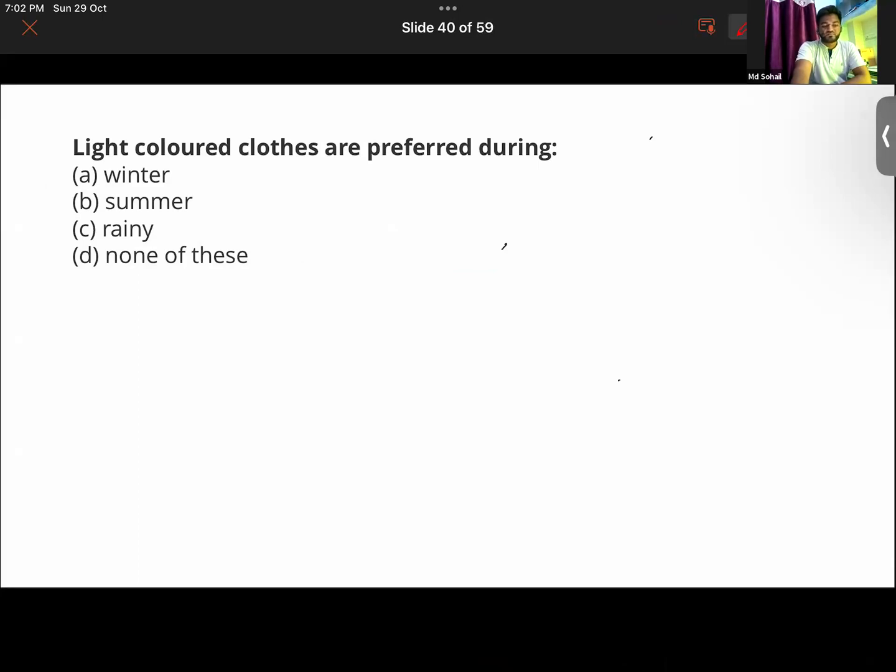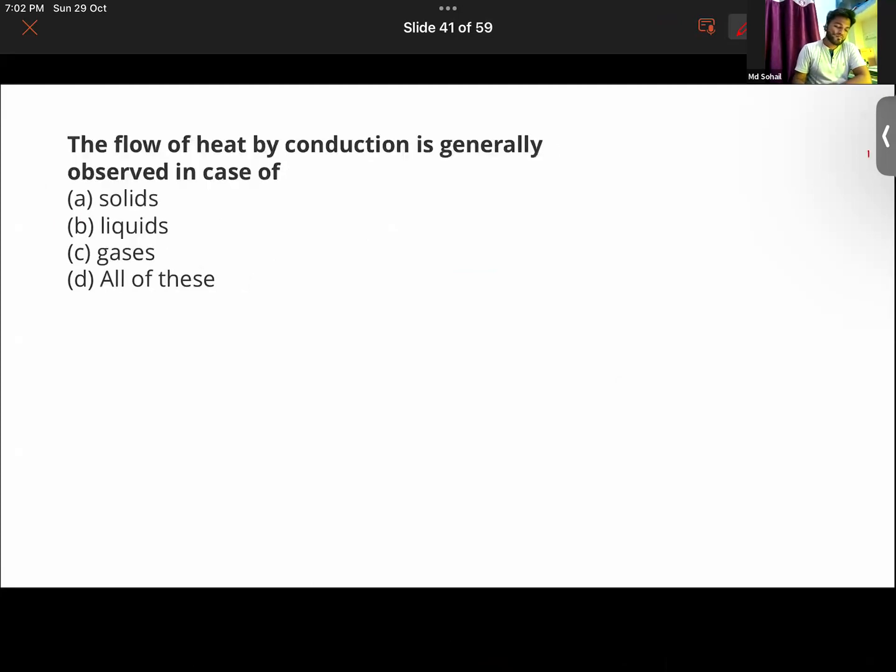Summer season, obviously. And the flow of heat by conduction will be generally observed in what? Will it be observed in solid, liquid, or gas? Or are all three options correct here? I'm asking, are all three options correct here? What do you guys think? Both of you can answer.